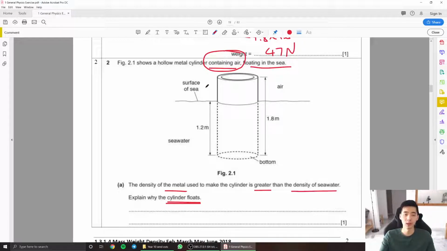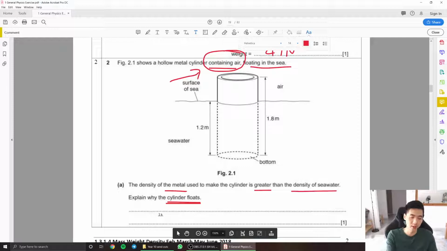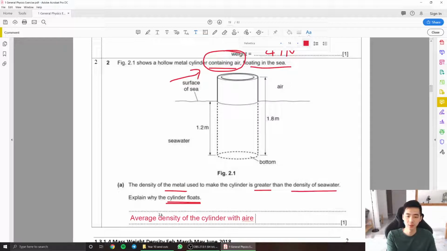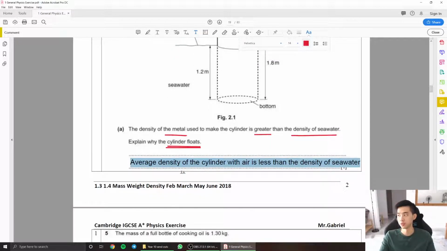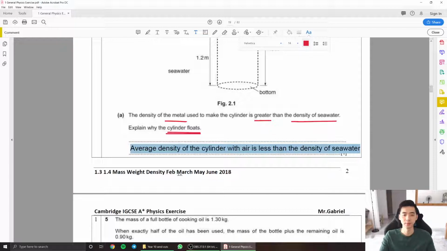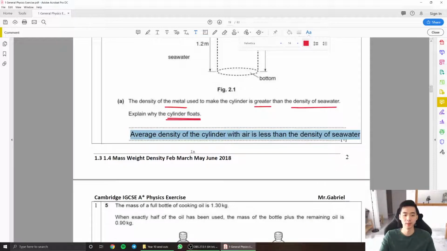If the cylinder contains air, and we know for a fact that the density of air is much less than water, the average density of the air combined with the cylinder is still less than the density of the seawater, and that is why it floats on top, guys. You should write something like average density of the cylinder with air is less than the density of seawater, and thus it is able to float. Right, so this is supposed to be your answer here, guys. Alright, you're supposed to mention the average density.